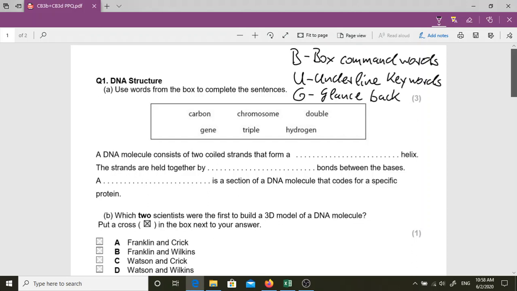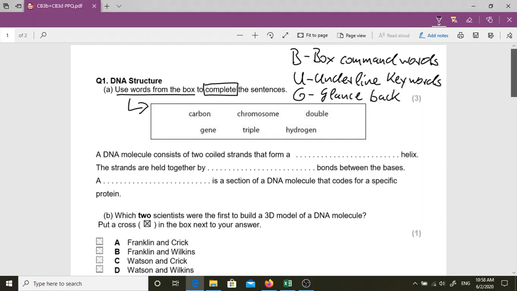It says use words from the box to complete the sentences. So the command word here is complete. We have to complete the sentences below here, and we have to use the words from the box. This is not necessarily a keyword, but I am going to underline it because it is an important point which tells us that the words that we need to put in are actually in the box here.